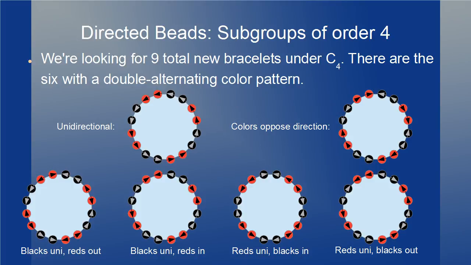There is a unidirectional bracelet, one where beads of each color are unidirectional but opposed direction, and the final 4 are combinations of one unidirectional color versus the other color pointing in or out. And because these are getting more intricate, these are the last bracelets I'm going to show. We'll let the theory determine the number of the rest of them.